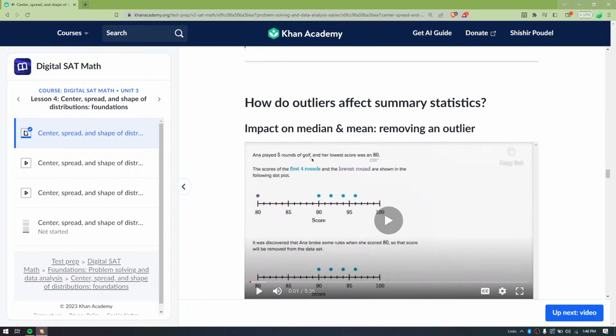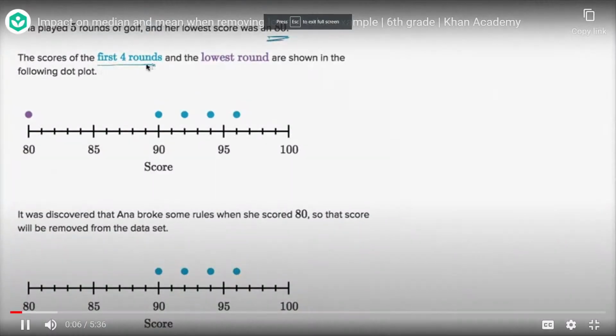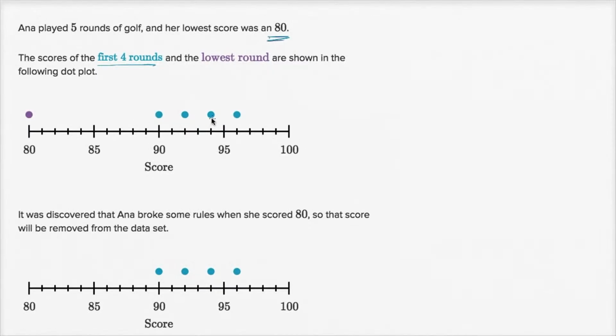Anna played 5 rounds of golf, and her low score was an 80. The scores of the first 4 rounds and the lowest round are shown in the following dot plot. And we see it right over here. The lowest round, she scores an 80. She also scores a 90 once, a 92 once, a 94 once, and a 96 once.